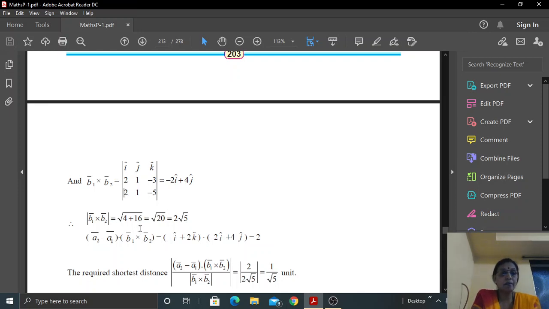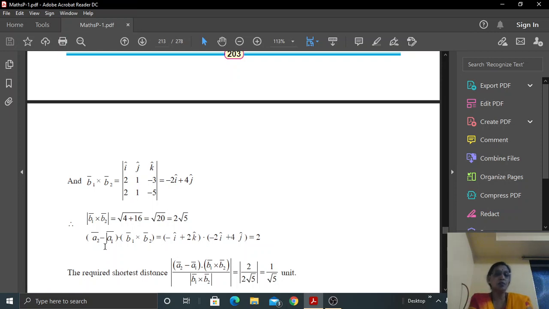Next find the magnitude of this B1 bar cross B2 bar, that is equal to the square root of: square of minus 2 is 4, square of 4 is 16. This is equal to square root of 20. We can write this as 5 into 4. Take 4 outside the root, we get 2 root 5. Thus we get magnitude of B1 bar cross B2 bar equal to 2 square root of 5.